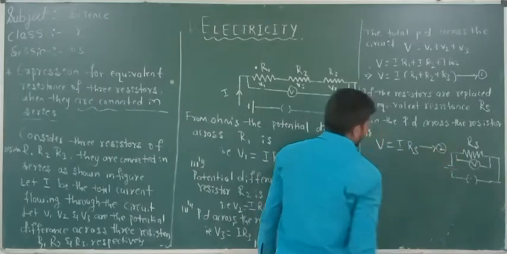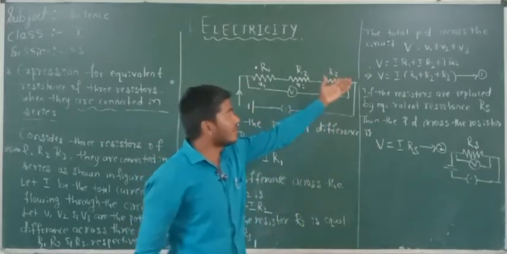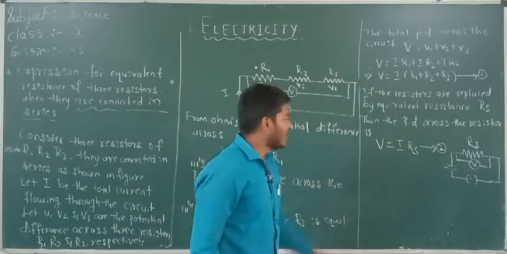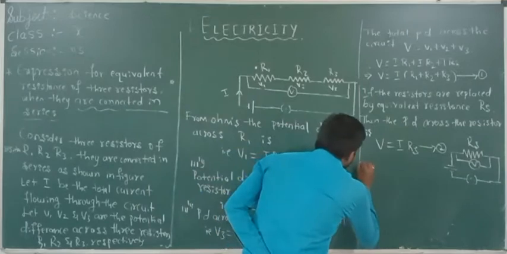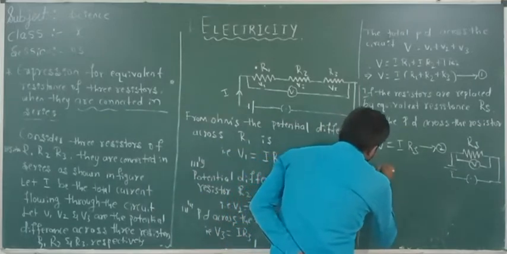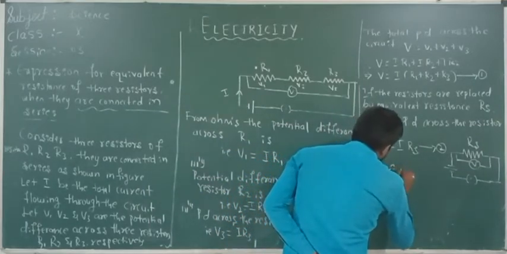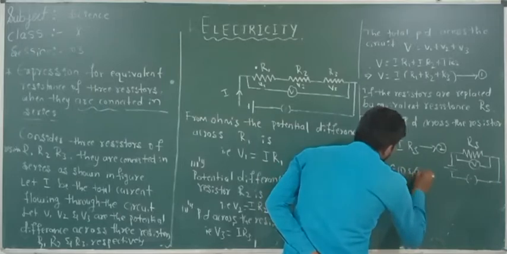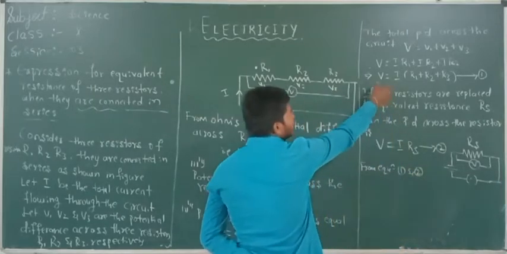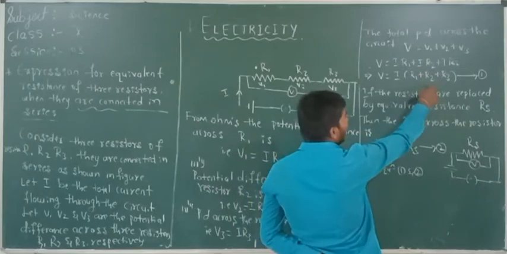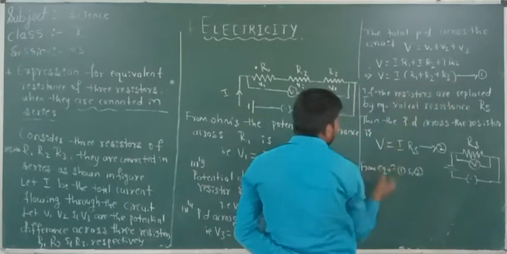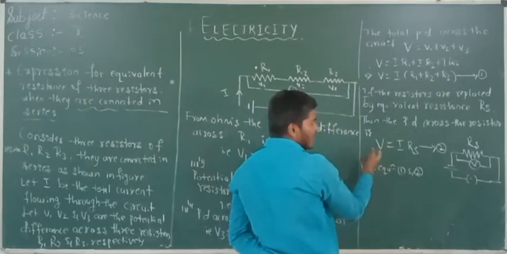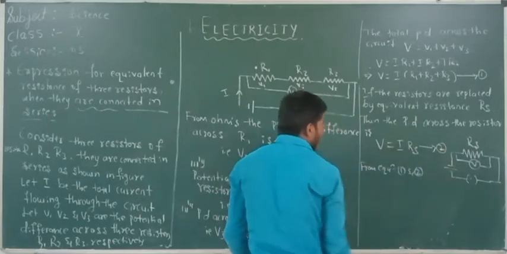Take it as second one. From equation number 1 and 2, it is clear that, here equation 1 says V is equal to I into the bracket R1 plus R2 plus R3. Here from equation number 2, the potential difference V is equal to I into Rs.